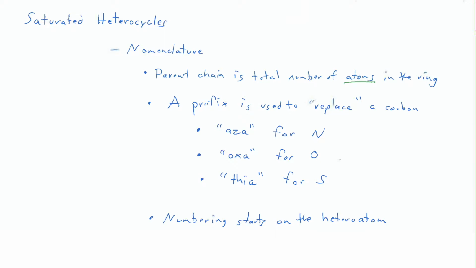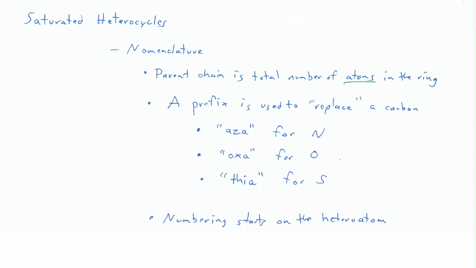So the first thing you need to do, of course, when naming anything is to find the parent chain. And for saturated heterocycles, the parent chain is simply the number of atoms in the actual ring, not carbon atoms, just atoms overall. So a 5-atom ring would be called a pentane or cyclopentane. We then place a prefix in front of the actual name to determine what heteroatom is present in the ring. We use aza for a nitrogen, oxa for an oxygen, and thia for a sulfur.